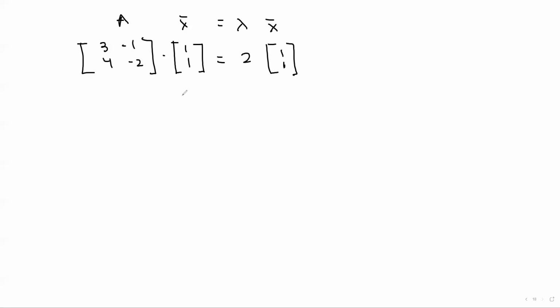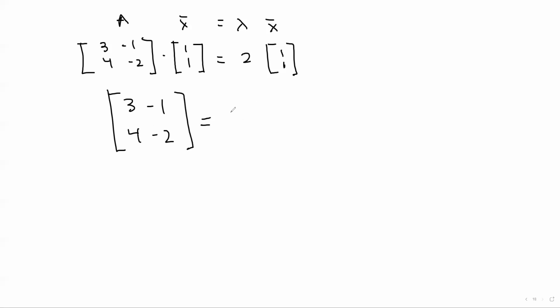All right, and we can go ahead and check that. So let's take A and multiply it by this. You take [1, 1] and multiply by [3, -1; 4, -2]. So we're going to get 3 minus 1, and 1 times 4, -2, which gives you 4 minus 2.